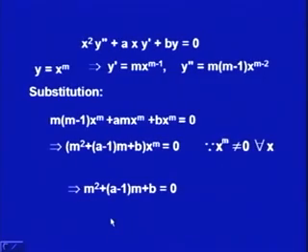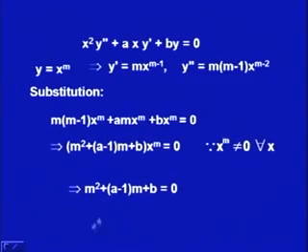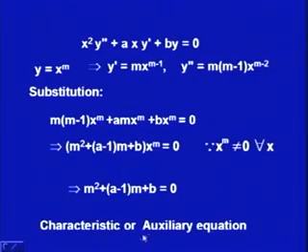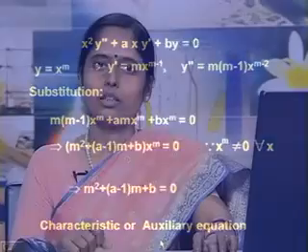What it says is that this equation which we have got in m is called the characteristic or auxiliary equation. Let us compare this method with the previous method where we changed it to a linear differential equation with constant coefficients. In that one, what equation did we get?